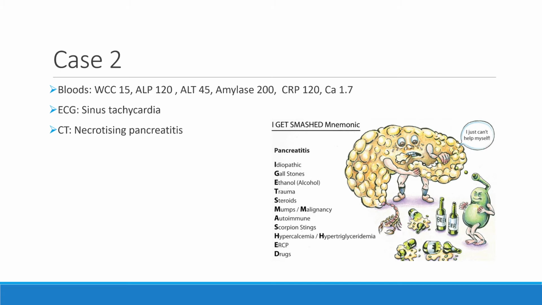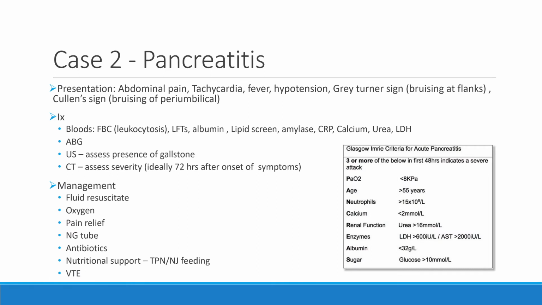Gallstones tend to be the most common cause of pancreatitis. And in terms of the presentation, they can come in with abdominal pain, tachycardia, fever, hypotension. They can also have the Grey Turner sign, which is bruising at the flanks, or Cullen sign, which is bruising at the periumbilical region. And if they have the Grey Turner sign or Cullen sign, you should raise your suspicion of hemorrhagic pancreatitis. Always make sure you score them based on the Glasgow-Imrie criteria for acute pancreatitis.